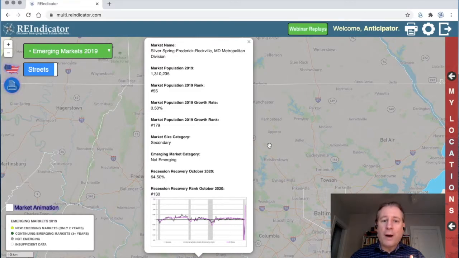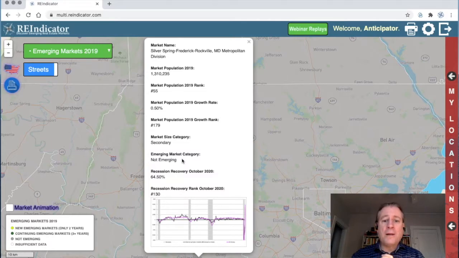We show you the growth of the population so that you can get a sense of the previous year over the current year available, whether it's growing or declining, and we can even see how its growth ranks nationwide. We give you a market size category. So for example, the suburbs north of Washington, D.C. would be considered probably a secondary market by most people. And then there is a categorization of whether it's emerging or continuing emerging or new emerging. So you'll be able to catch each market's categorization in there.